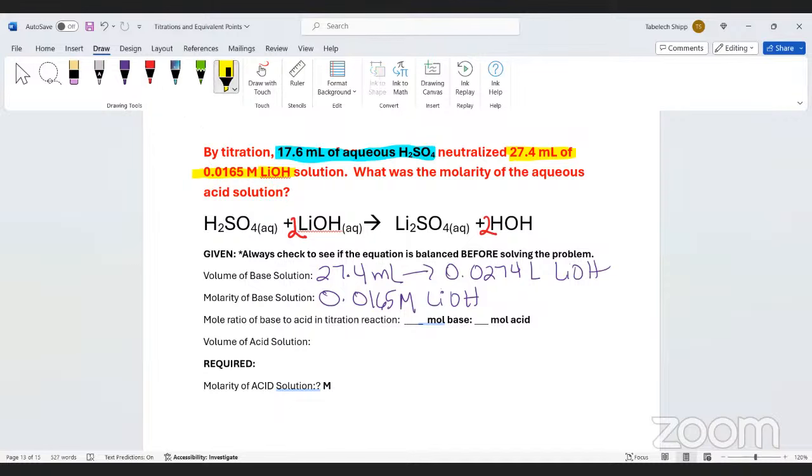So because I'm dealing with this acid right here and this base right there, the ones that I'm highlighting in yellow, those are going to be my coefficients for this next step right here, okay? Where it says mole ratio of the acid and the base. So guess what I have? I've got 2 moles of the base and I've got 1 mole of the acid. And speaking of the acid, let's write down the volume that they gave me, which was this number right here, 17.6 milliliters, that we're going to convert to a liter.